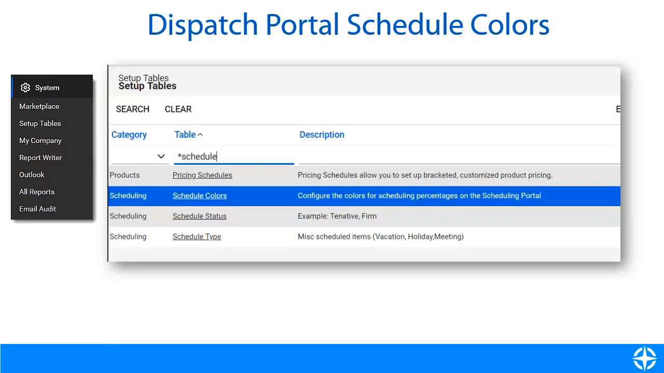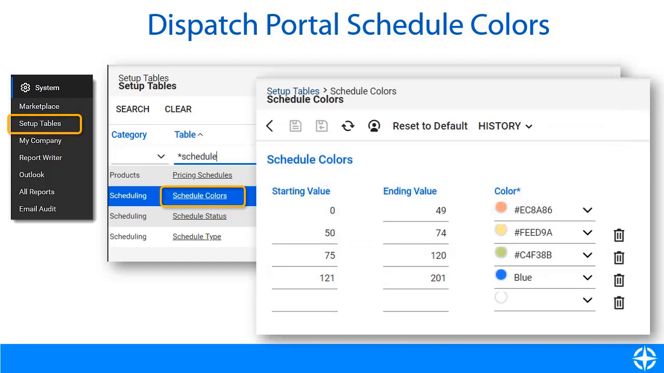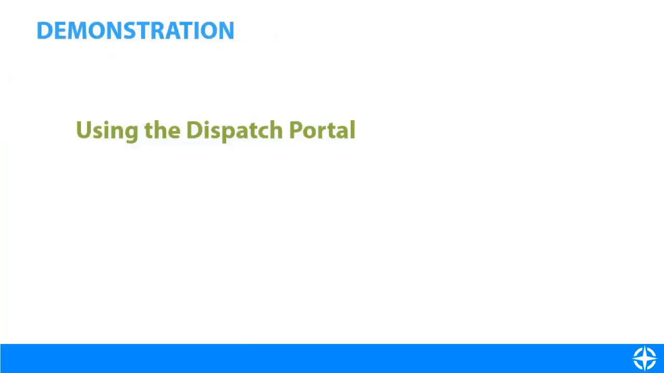Our goal is to paint tomorrow green. You can choose what percentage of the day will paint it green, or yellow, or red in the Schedule Colors setup table. A common example shows red if a member is scheduled for 49% or less of their daily scheduled capacity. When they get up to 74% scheduled, it turns yellow, and up to 120% scheduled, it turns green. Some partners double book members up to 200% or more, which typically appears in blue.